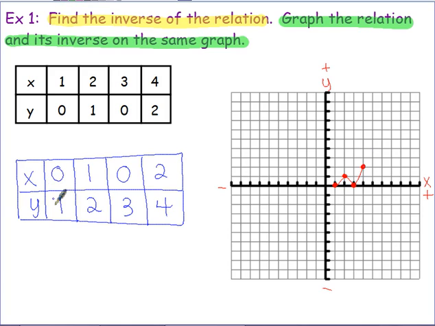0 left and right, up 1. 1 to the right, up 2. 0 to the right, up 3. And finally, 2 to the right, up 4. And I'm going to connect these in the exact same order I graphed them. So I started and I went from here to there, to there, to there.